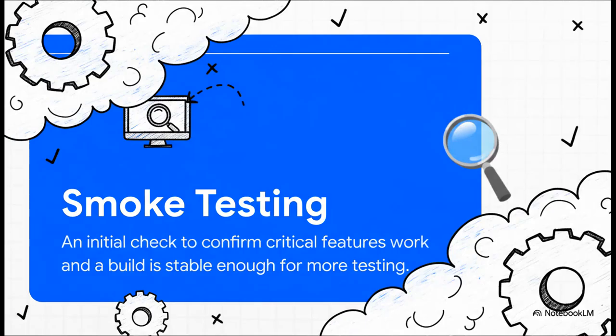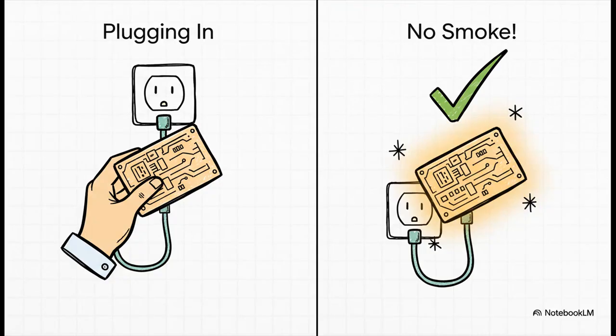First up, smoke testing. So the official idea here is that it's a really basic initial check on a brand new build. You're not trying to find every little bug. You're just asking one simple question: is this thing stable enough for us to even bother doing more testing on it? And the name is actually pretty cool. It comes from old school hardware testing. You'd power on a brand new circuit board, and if it didn't, well, literally start smoking, it passed that first check. It's a great visual, right?